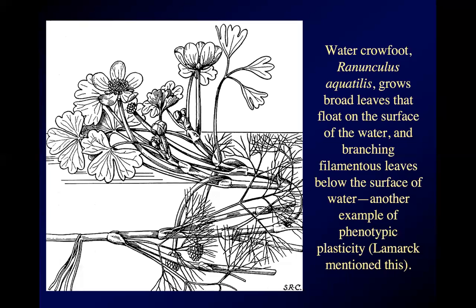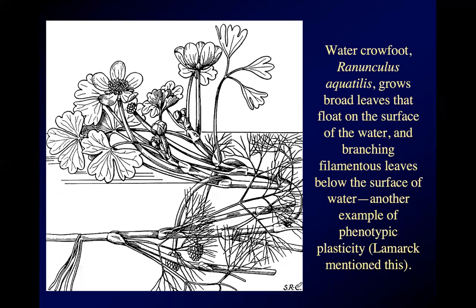This is on the same plant, so there's no genetic difference, right? All of the cells in this plant are genetically identical, except for a few mutants. But the genes in this plant must give it the possibility to select one of two phenotypes, either the broadleaf or the filamentous leaf, depending on what environment any given part of the plant is growing in.